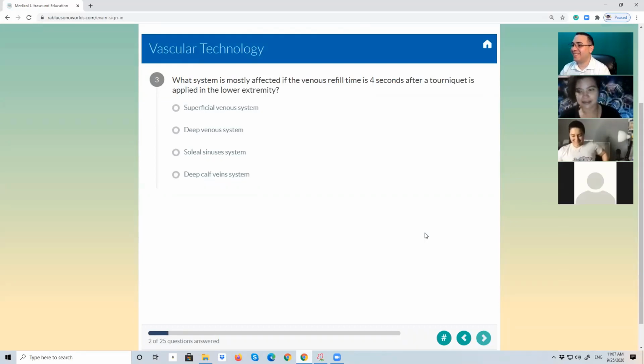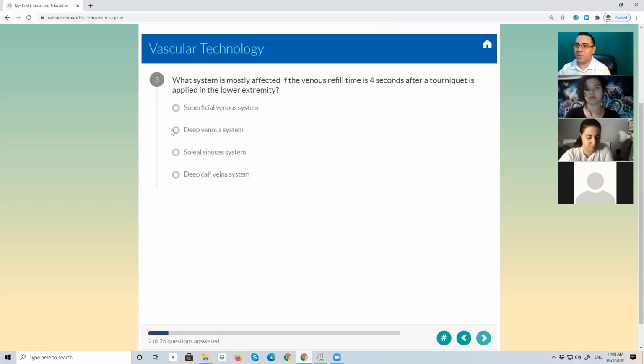I think it's the venous system. Well, it's giving you 4 seconds after a tourniquet is applied in the lower extremity. You're good. Yeah, it's going to be the deep venous system. The thing is, you do the exam. If it gives me more than 20, then everything is perfect. But if it gives you less than 20, then a tourniquet has to be applied. And if it keeps giving you less than 20, like in this example here, then the deep venous system is the one that is affected. If it gives me more than 20, it's the superficial system that is affected. So very good. That's the answer.